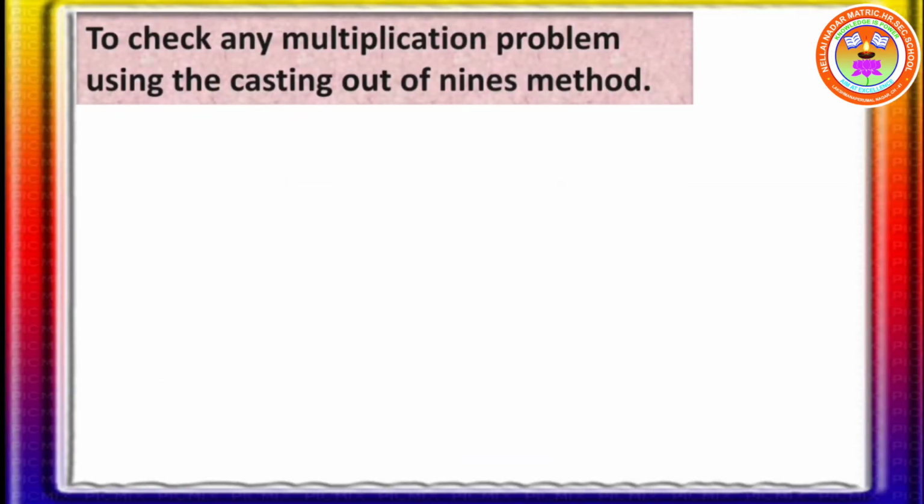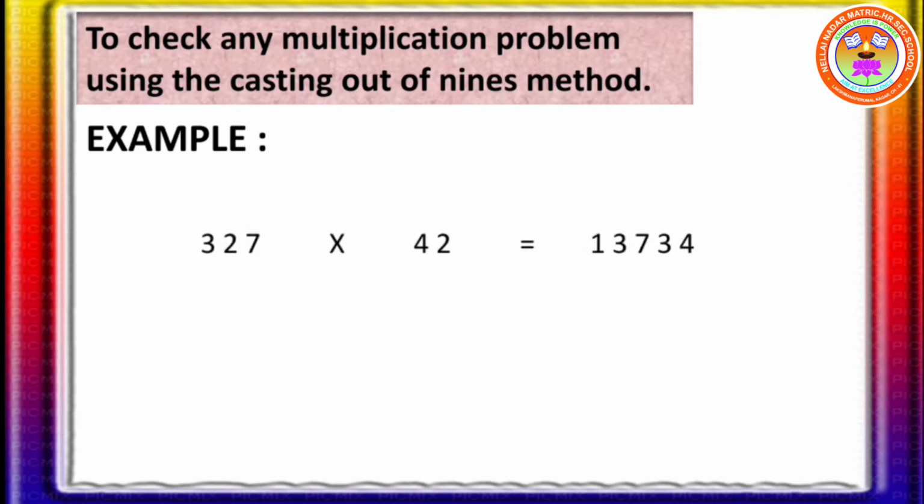To check any multiplication problem, use the casting out nines method. Example: 327 into 42 is equal to 13,734. The first part is the multiplicand, the second part is the multiplier, and the third part is the product.